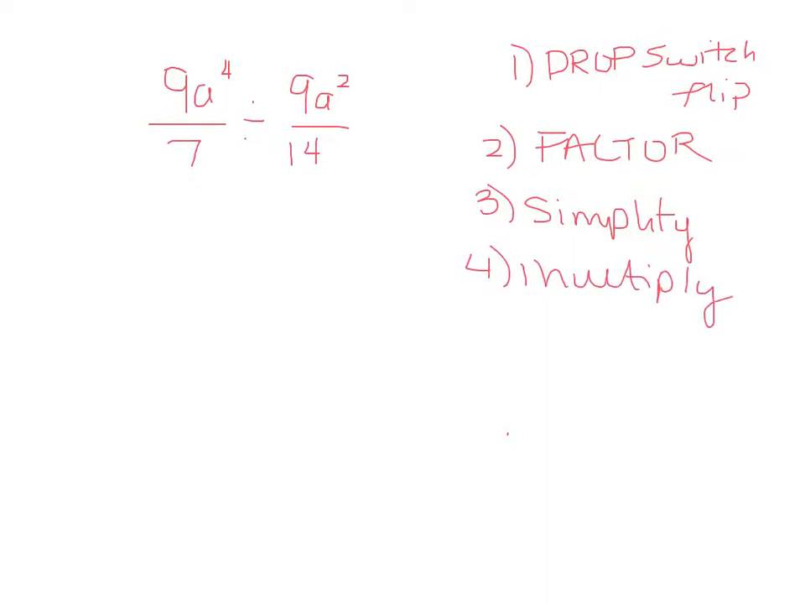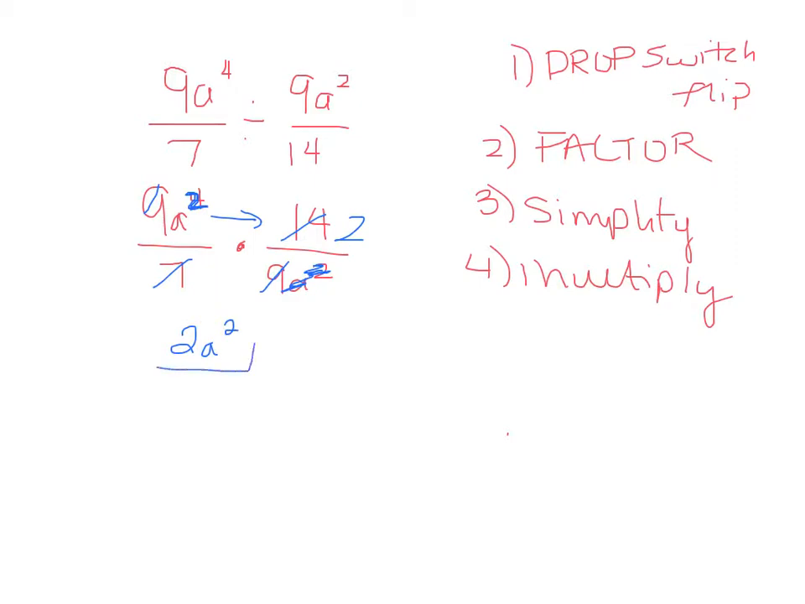All right, so I'm going to drop, switch, flip. Now I'm going to simplify. So the 9s will cancel. The a to the 4th over a squared will turn this into a squared. And 7 goes into 14 twice. So then multiply straight across. And I'm left with 2a squared over just 1. So 2a squared.